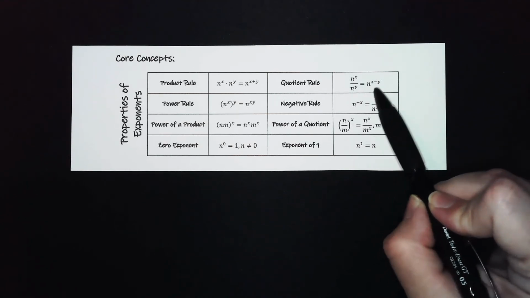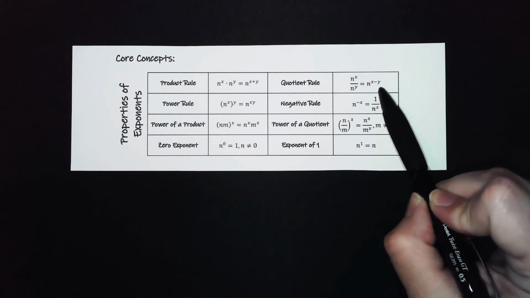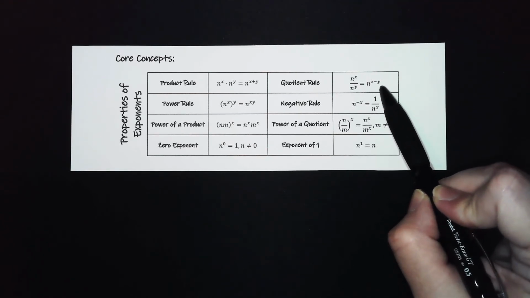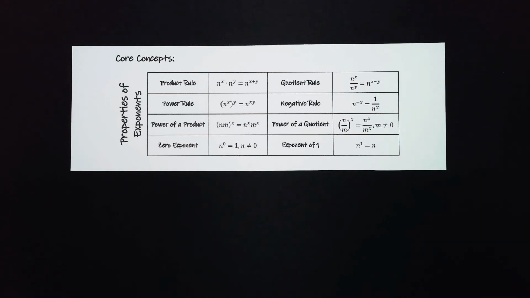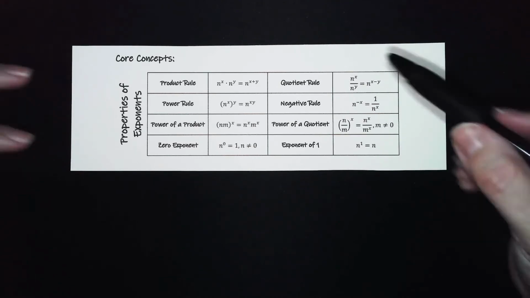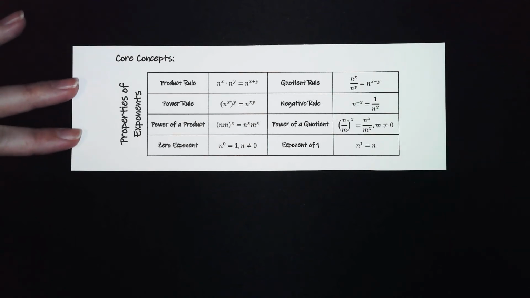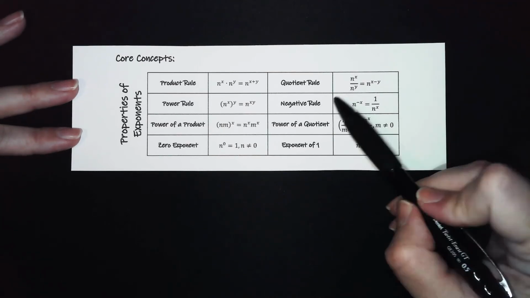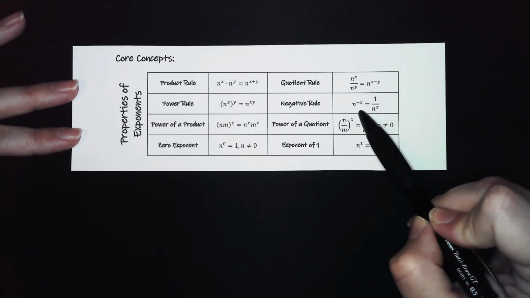Especially if you do quotient rule and you do the subtraction and y was bigger than x, you'll often end up with, let's just say, an x to the negative 4th power. Well, then I need to come down and use the negative rule and end up saying, okay, then that means it's 1 over x to the 4th power. Okay, we don't leave it with a negative power.